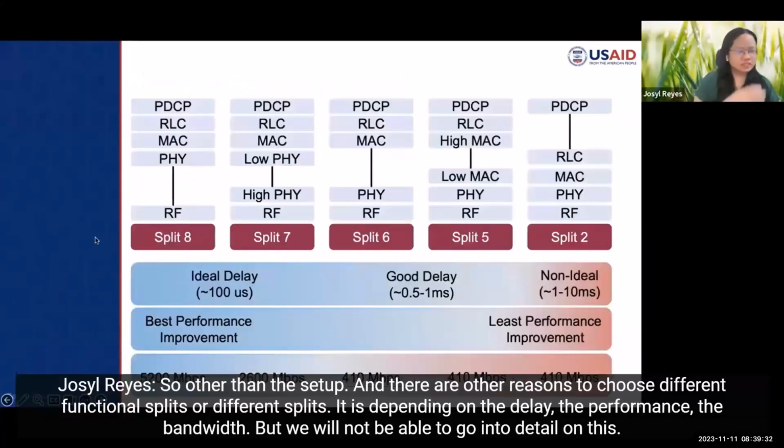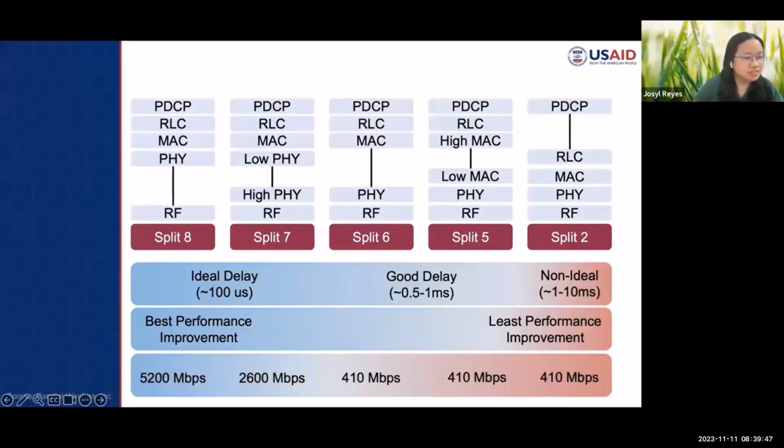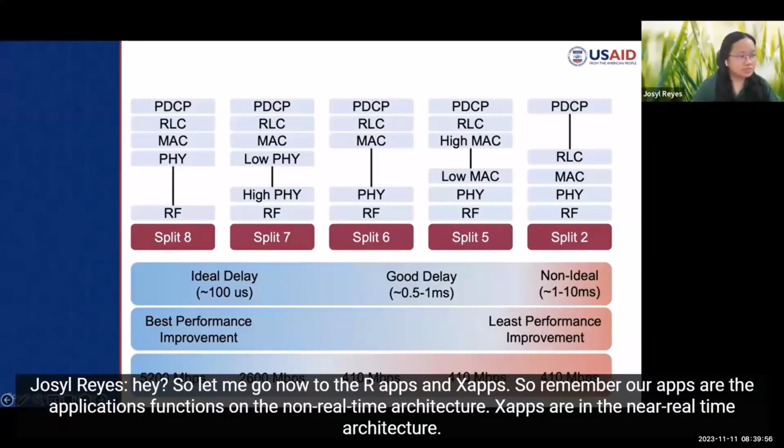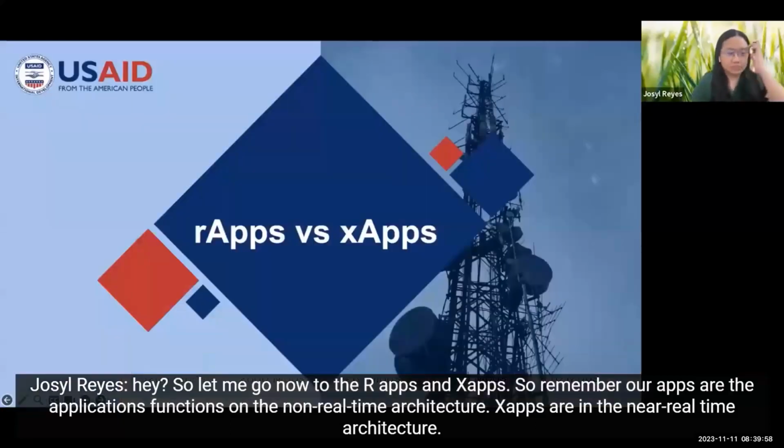Okay, so other than the setup, there are other reasons to choose different functional splits. It depends on the delay, the performance, the bandwidth, but we will not be able to go into detail on this. Okay, so let me go now to the rApps and xApps.